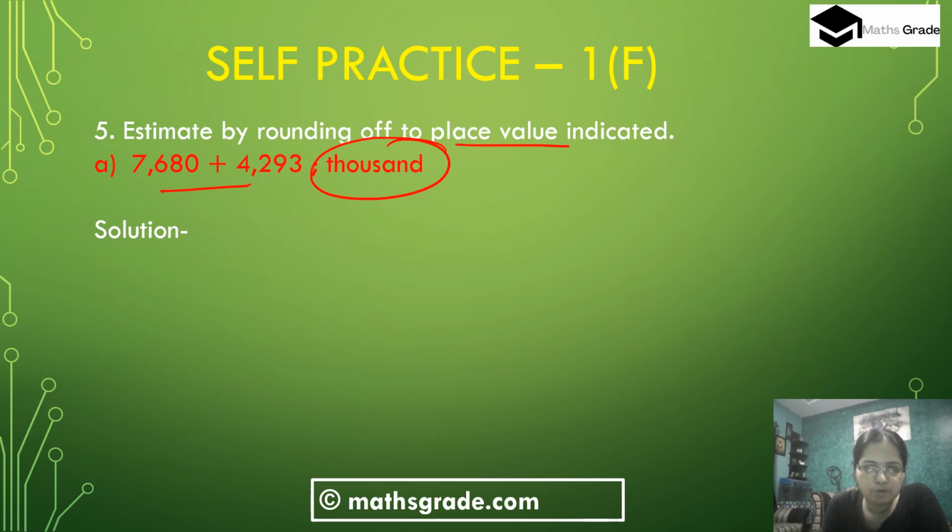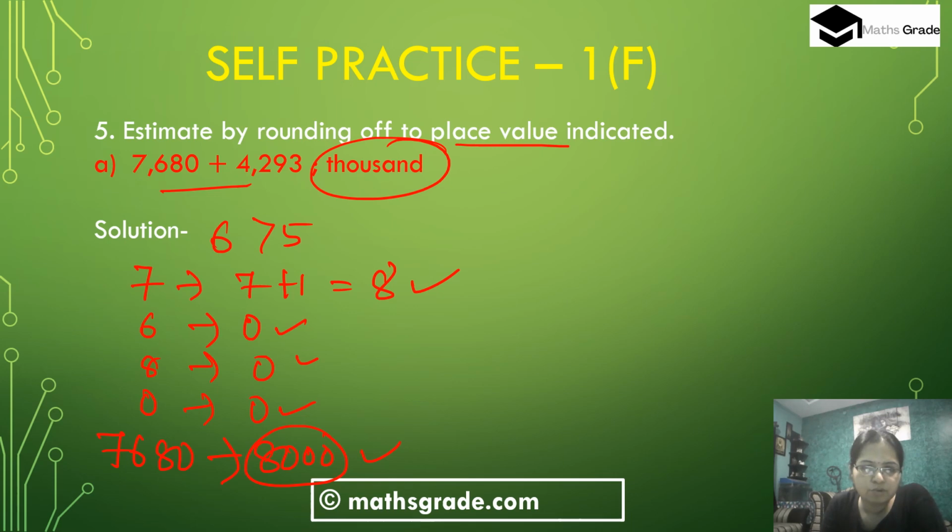When we round any number to the nearest 1000, first look at the 100 place digit. In 7,680, the 100 place digit is 6. 6 is more than 5, so add 1 to the 1000 place digit. Here the 1000 place digit is 7, so 7 changes to 7 plus 1, which is 8. Now the 100 place digit 6 changes to 0, the tens place digit 8 changes to 0, and the unit place digit 0 is 0. Now 7,680 rounded to the nearest 1000 is 8,000.